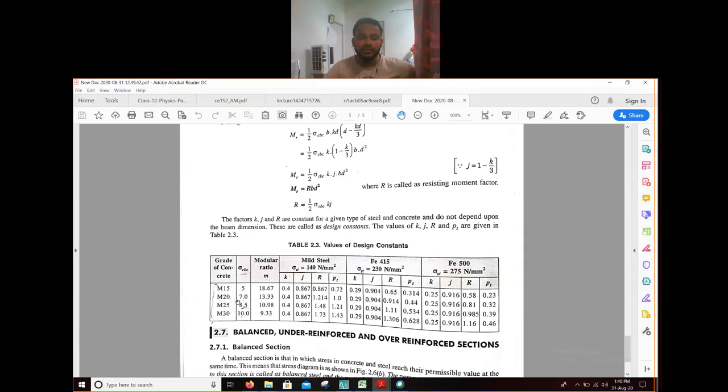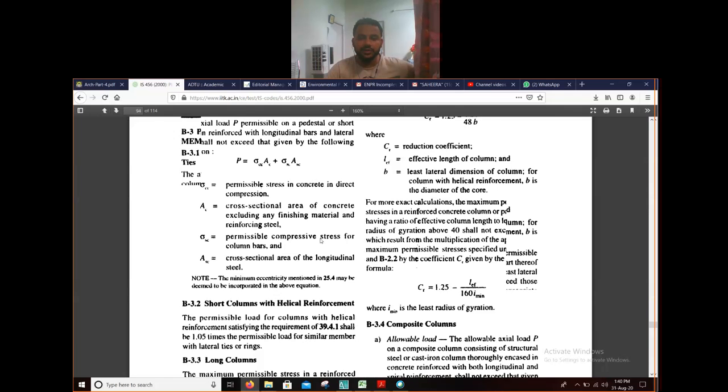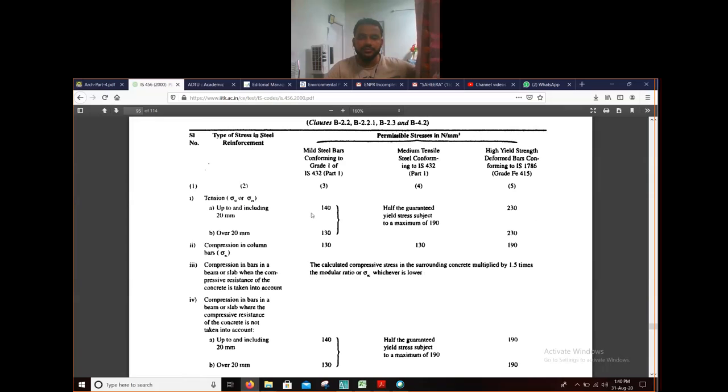You can consider any one. I am just showing you one example of how to find out these values. If you are considering M20, sigma cbc you will get from IS code table number 21. Then you will get the value of m. M equal to 280 divided by 3 sigma cbc. From that formula you will get the value of m. Then if you are using mild steel, see the value 140. Sigma st value will be 140.